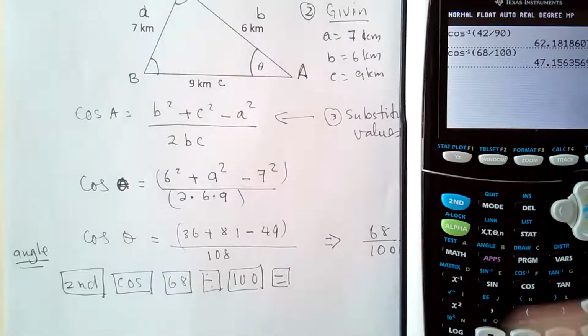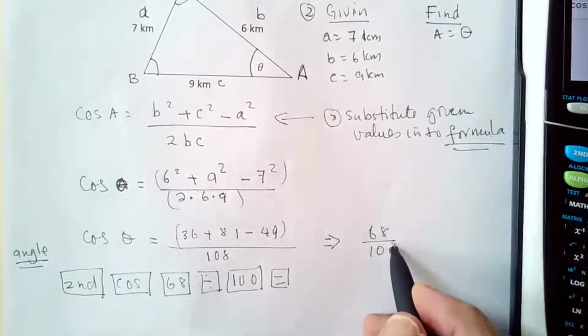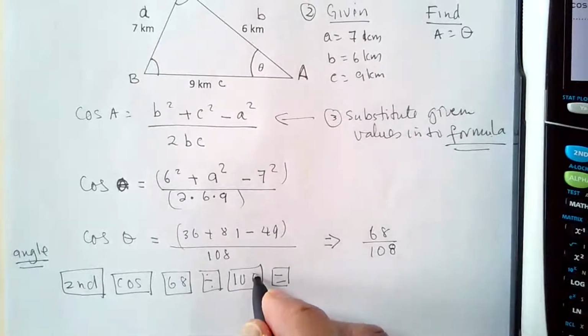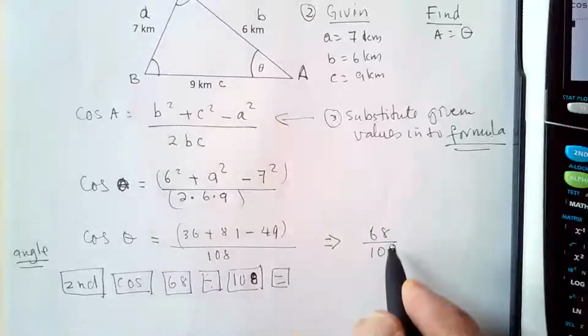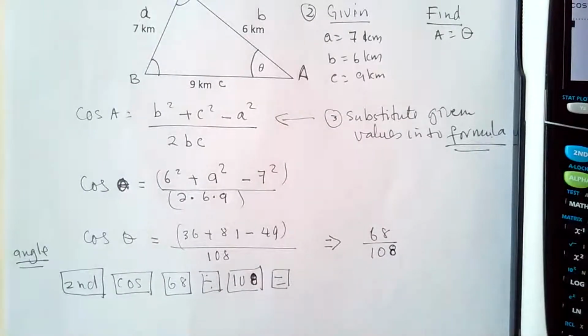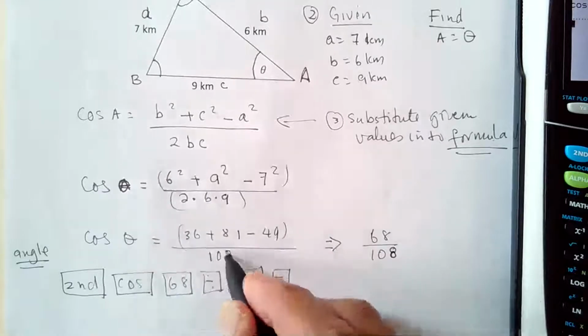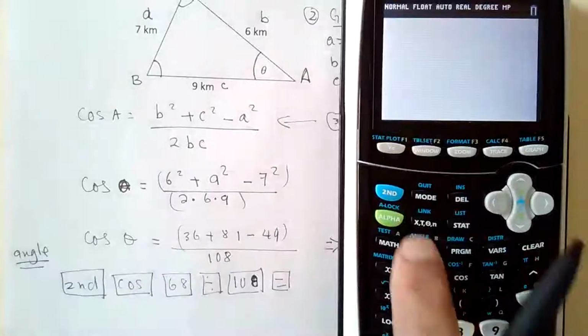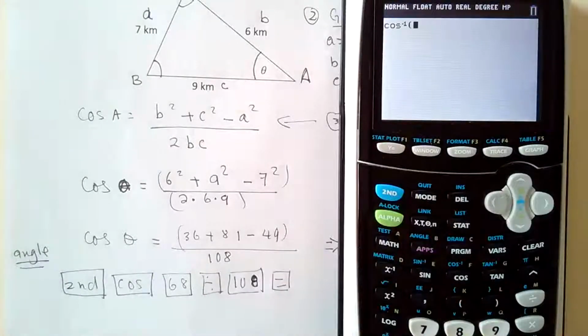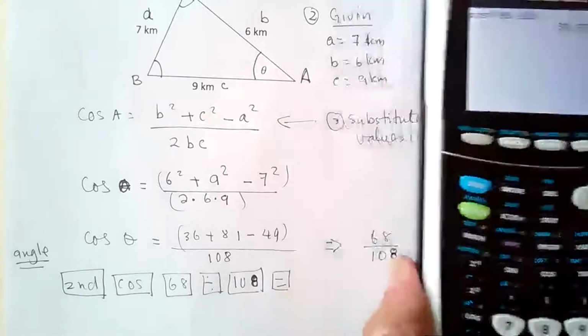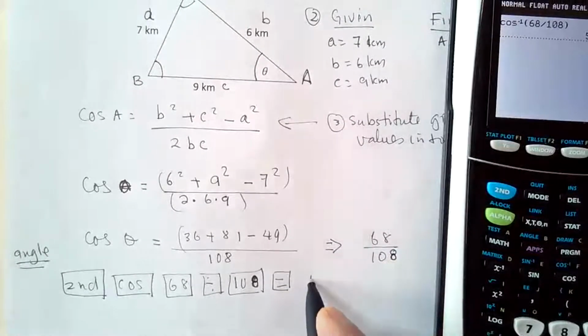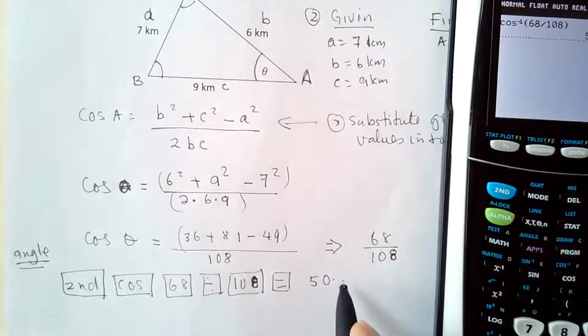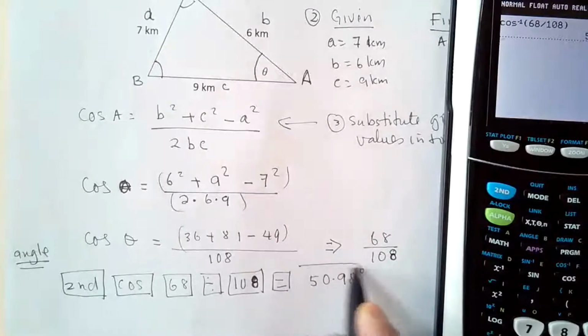Oh, should it be 108? I made an error here. It should be 108, not 100. That would be called a transcription error if I were to mark my own work. So let's do that again. Second, cos 68 divided by 108. Now that gives me a result of 50.98 degrees.